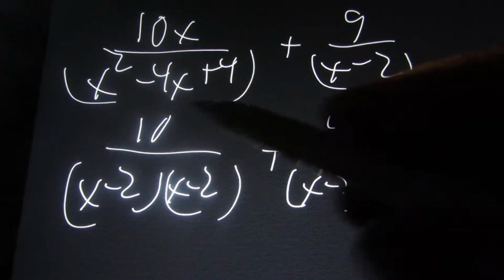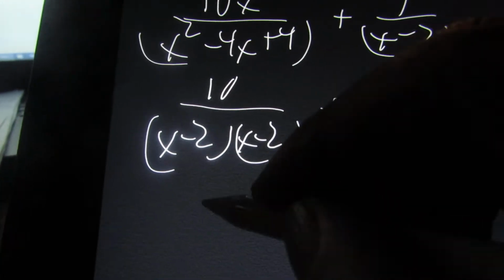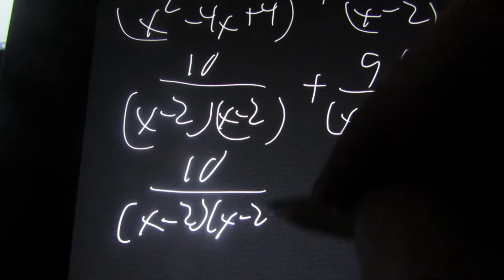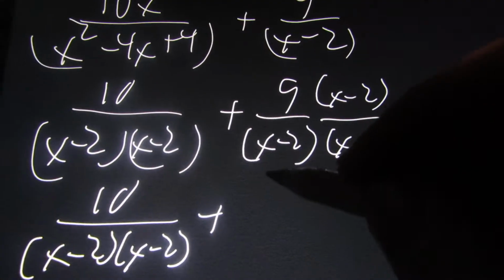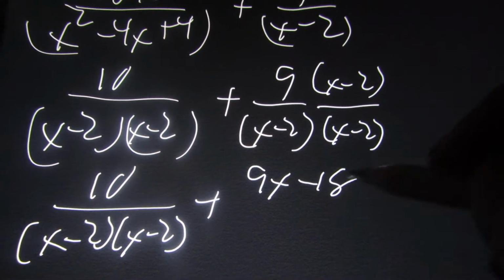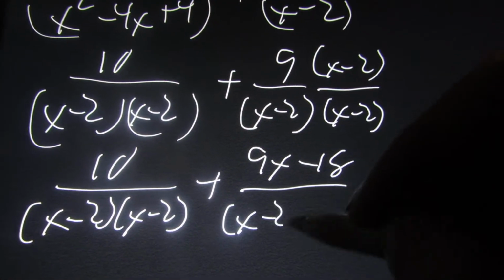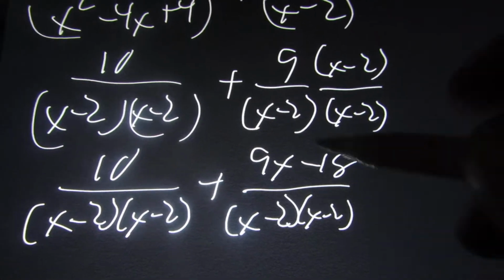And I'm going to distribute the 9. So on this one I have 10 over x minus 2 times x minus 2 plus 9x minus 18 over x minus 2, x minus 2.